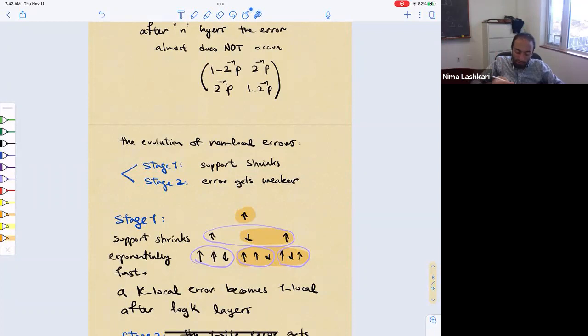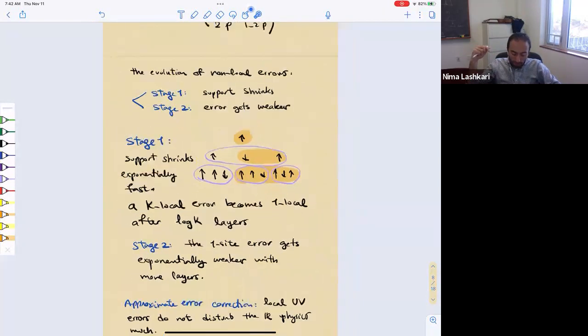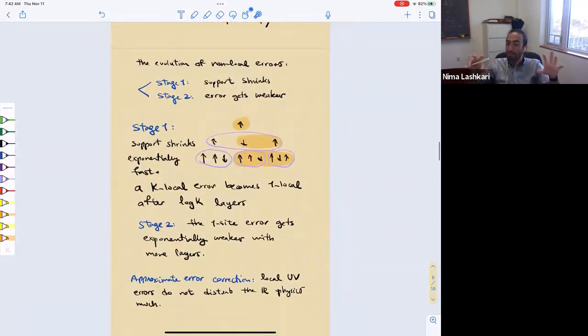So basically what we find is that there's this hierarchical structure: every non-local perturbation slowly shrinks to a point, and then it gets weaker and weaker. So k local errors become local after k log k layers, and after that they just get weaker and weaker. So if you go sufficiently far in the infrared, you're approximately immune from such errors. This is the basic idea in the simple example. Are there questions about this?